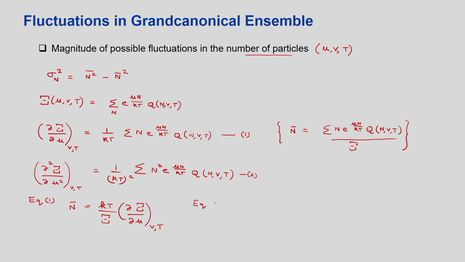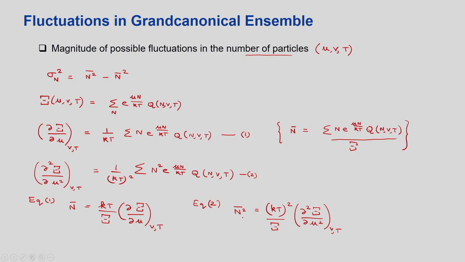Secondly, from equation 2 again, naturally if this is n bar, then n square will be below here, so it is n square bar. So n square bar means again this entire expression will be divided by the partition function. So if you write in that manner, equation 2 then becomes n square bar equals (kT) whole square into ∂/∂T. So these are the two expressions which we got, n bar and n square bar.